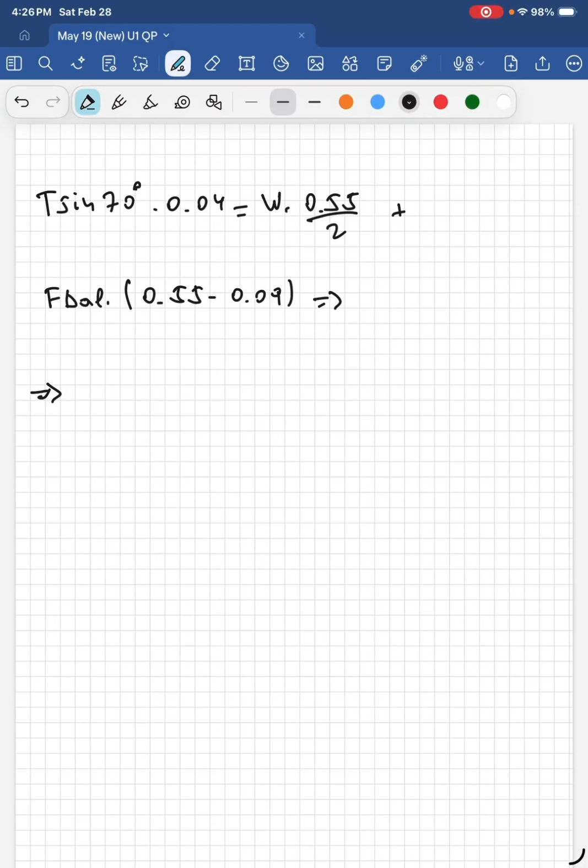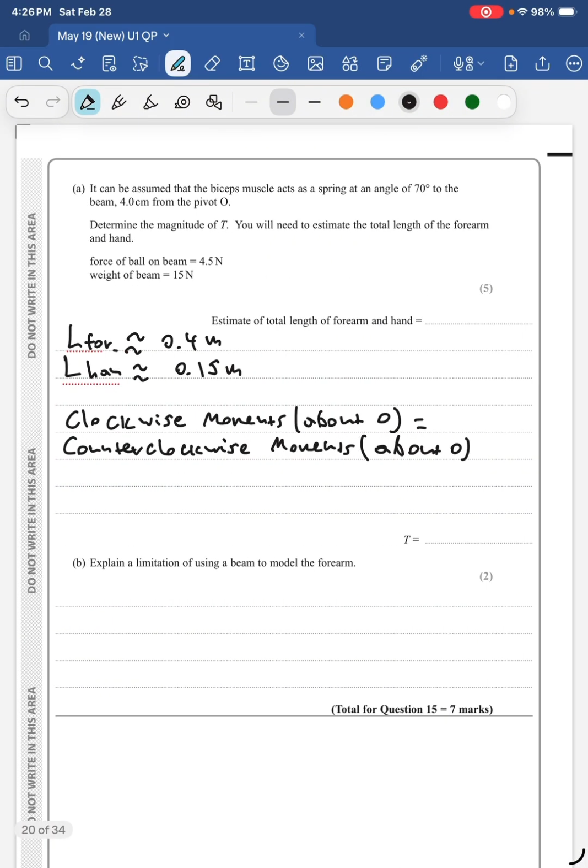so this is one of the rare cases in which I plug in numbers from the beginning, because I think it's the easiest this way. So T times 0.038 is equal to 6.195. So T is approximately 163 newtons. Okay, and this is the answer.